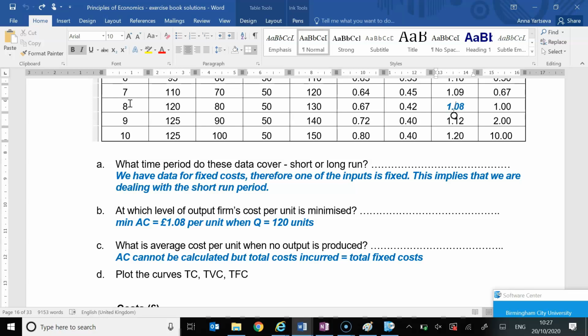So the firm will make decisions based on their objectives. Cost minimization is one objective, profit maximization is a different objective. So in this particular case, if you want to minimize costs, you will need to operate at 120 units of output with 8 workers. Any questions? No? Okay, next question asks you, what is the average cost per unit when no output is produced?